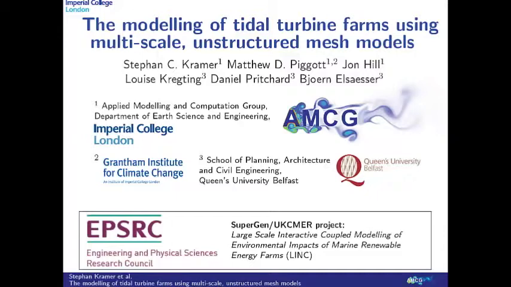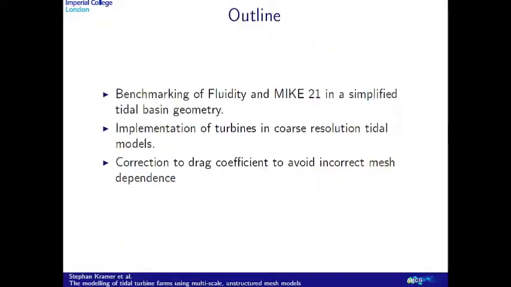So an overview of what I'll talk about. First, I'll quickly talk about the benchmark that we're setting up to compare two models, Fluidity and Mike. I'll talk a bit more about these two models in a minute. I'll be looking at the issue of how you implement turbines in a very coarse resolution model, and look at a specific problem where not the right force is applied, and a correction I worked out that makes this slightly better.